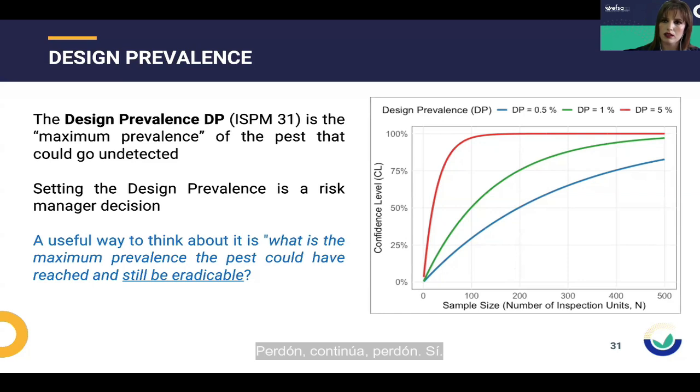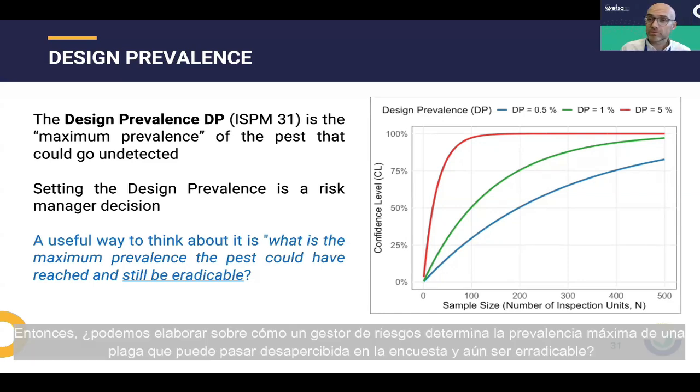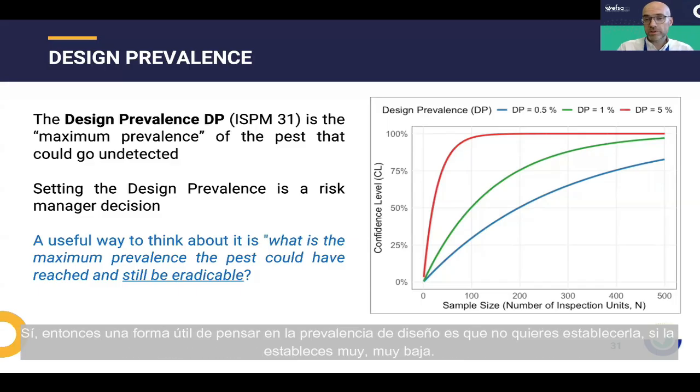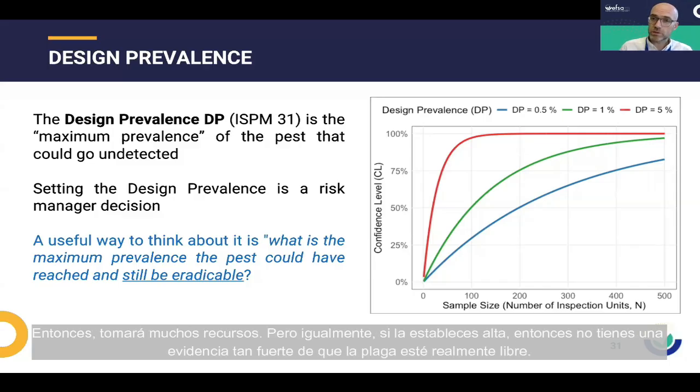Can I ask something? Yes. So can we elaborate on how a risk manager determines the maximum prevalence of a pest that can go undetected in the survey and still be eradicable? Yeah, so there's a useful way to think about the design prevalence: you don't want to set it really, really low, because then it will take a lot of resources.